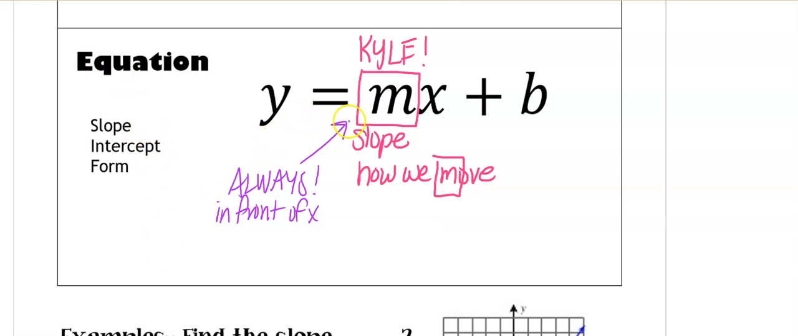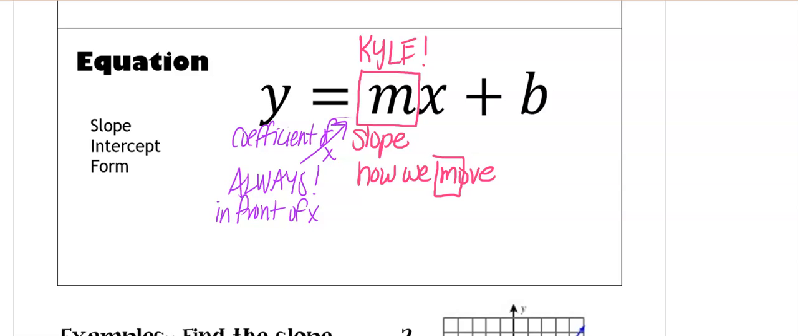And what we mean by always in front of X is it's always going to be the number in front of X. And so it's the coefficient of X. It's always the coefficient of X, the number in front of X, okay?